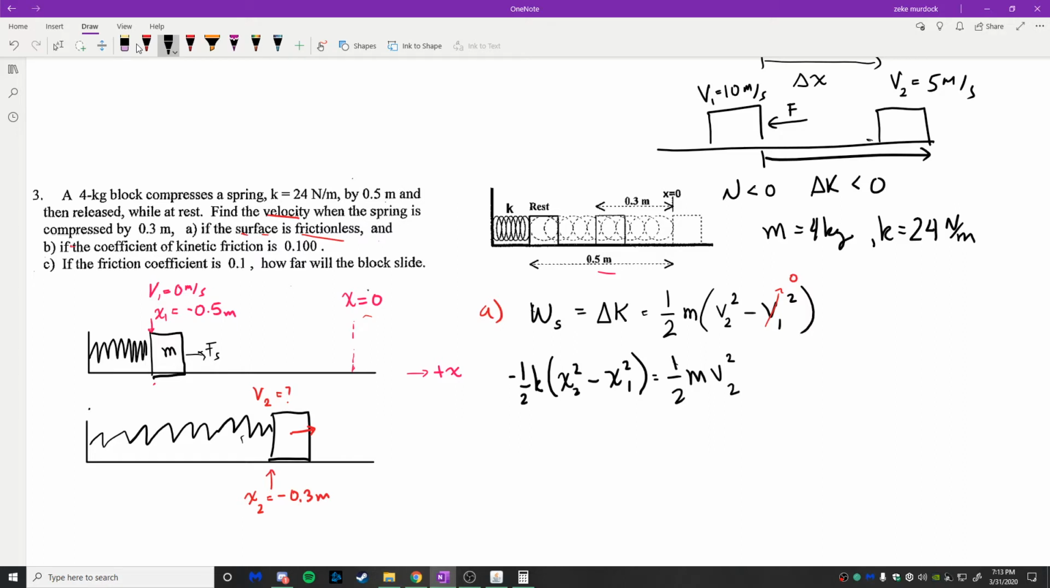So there's a 1/2 on both sides. We can cancel that out. So we're going to get something like this: negative k divided by m multiplied by x2 squared minus x1 squared. If I take the square root of all of that, that should be equal to V2. The halves are going to cancel. You divide both sides by m, and then you take the square root because V2 is squared over here. And then we can plug in numbers. Before I do this, do you guys have any questions so far?